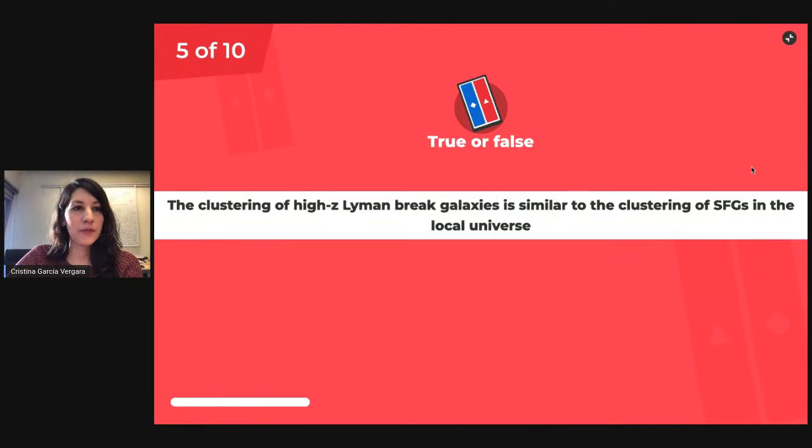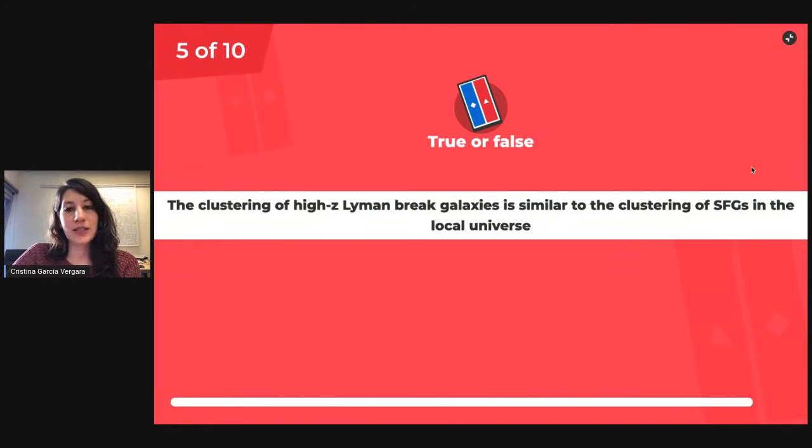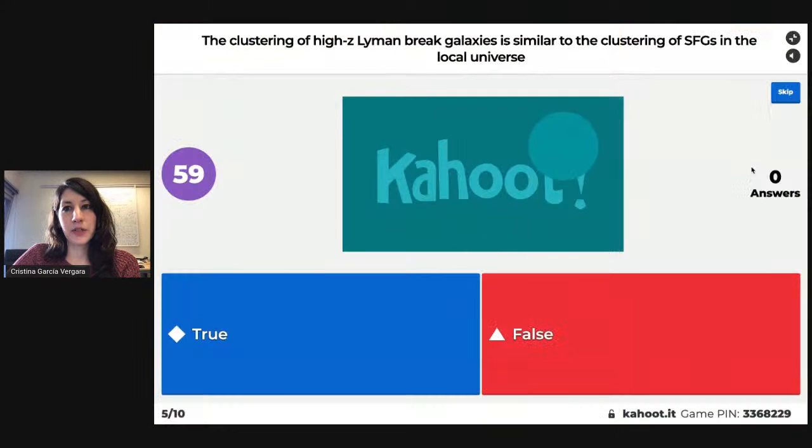Okay, question number 5. The clustering of high redshift line emitter galaxies is similar to the clustering of star-forming galaxies in the local universe. True or false?